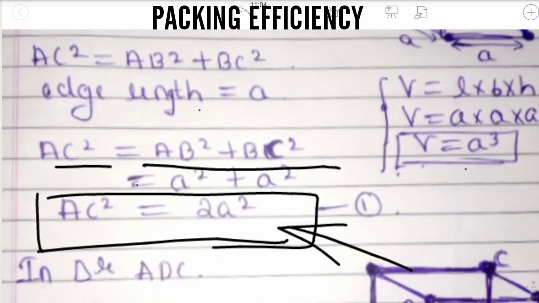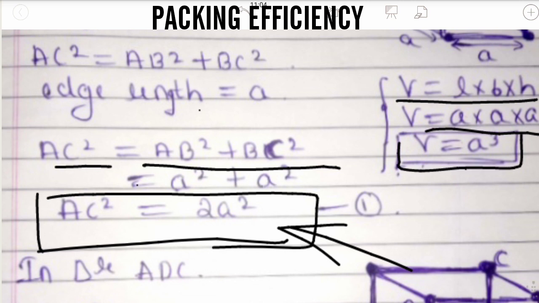We know that volume of a cube is length into breadth into height. Here length is a, breadth is a, height is a. So a into a into a. Volume of the cube is a cube.